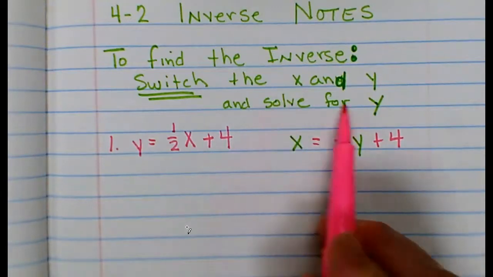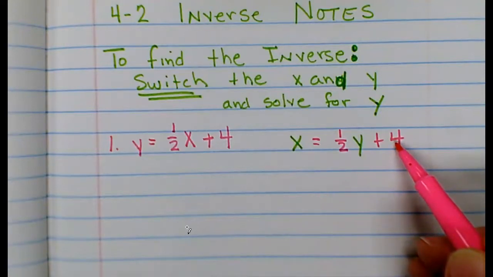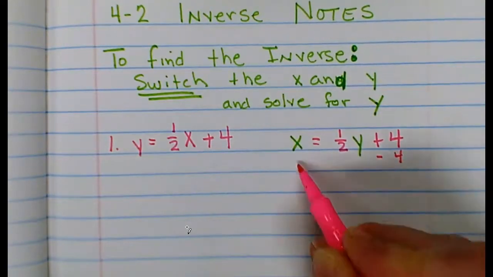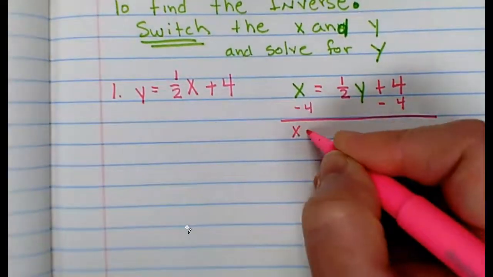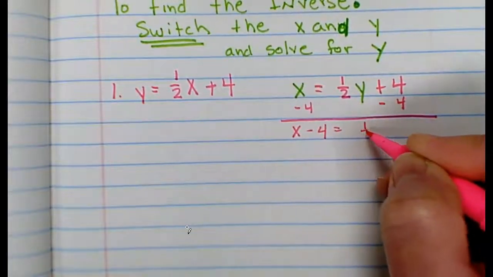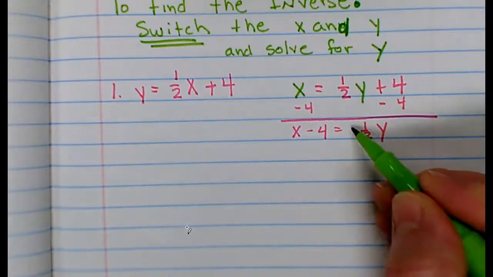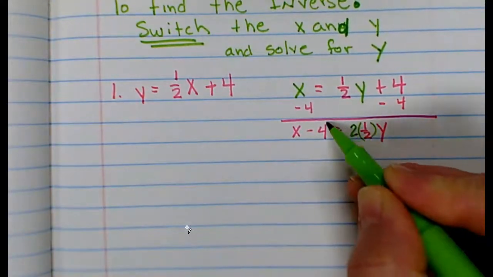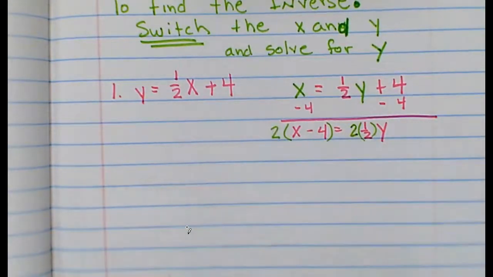And then we need to solve for the y. To solve for this y, what am I going to do with this 4? Subtract 4 from both sides. To solve for y, what am I going to do with a 1/2? To get rid of a fraction, you multiply by the denominator. And if I multiply by 2 on this side, I have to multiply by 2 on that side.